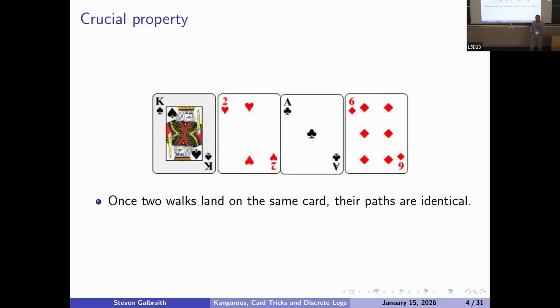The really key thing, I said this already, is that this is not a random walk. Your only choice is the starting point. You have a free choice of the starting point, but the walk itself is completely deterministic. It's determined by the number of the card you're on. And the really key property, we've seen it in action.